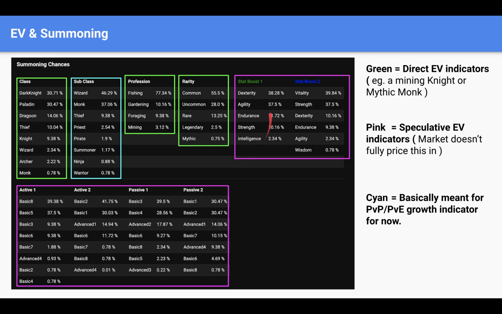Now the pink ones are very speculative because the market doesn't fully price this one in, but ideally you want the stat boost 1 and 2 aligning with your class. There's not a lot of market research done yet on how much extra value that gives to your champion or your hero. Ideally you want vitality, or dexterity and agility matching with your ninja, it's great. But if it's not, it's also not the end of the world.